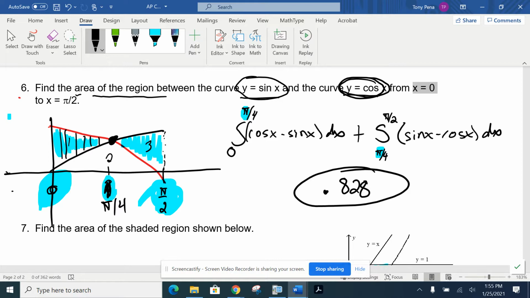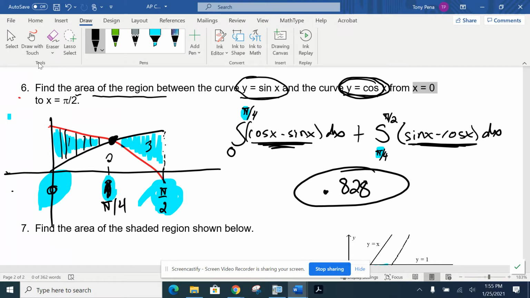Once that's set up, throw it into your calculator. You should get 0.828 as the overall answer. Make sure you are in radians if we have trig functions, which obviously we do. If you're in degrees on Wednesday, that'll be a problem. You'll miss every single one that has a trig function. Good with that? Remember all that stuff, hopefully.